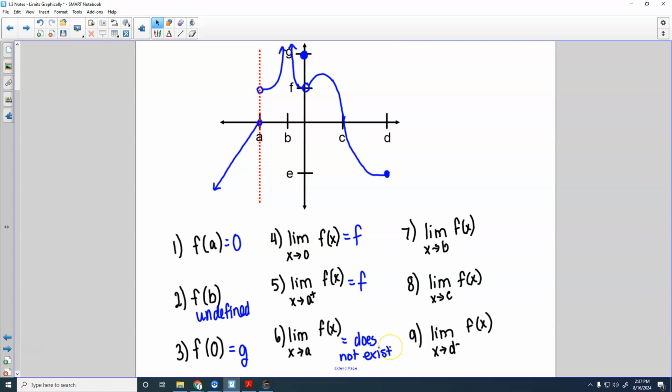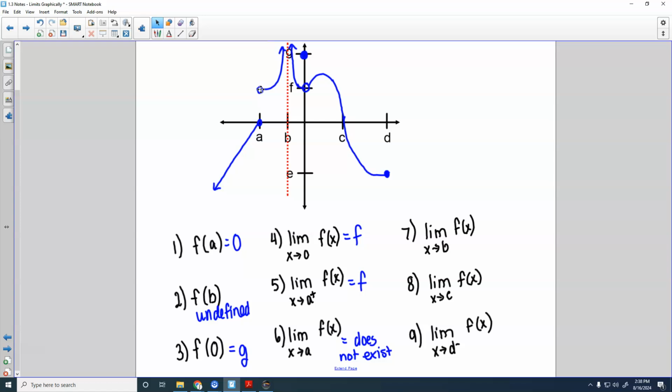Especially at first, I usually have a little bit of sympathy on you if you get those two mixed up because they sound so similar. But you want to go towards making sure for limits you say does not exist. For f of something, you'll say that it's undefined. Okay? Correct. So from the left side, it would be 0, and from the right side, it would be f, and those are not equal to each other. So we would say it does not exist. Very good.